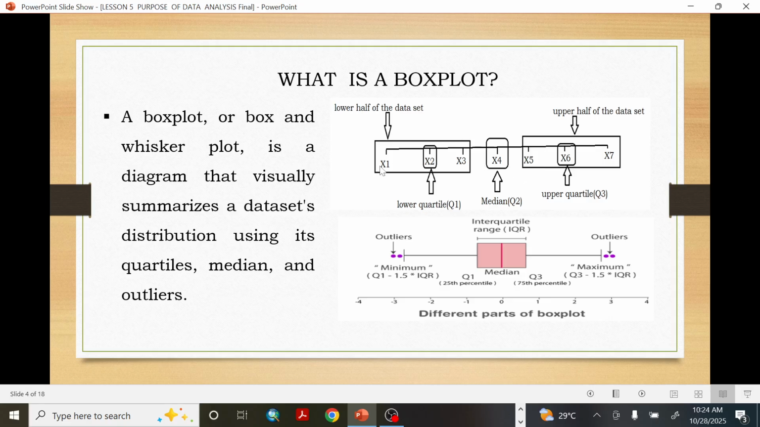Now, when you look at this data, the data is organized from X1 up to X7. The middle observation is the median, known as Q2. On the right of X4, you have other three observations. The middle of these three observations is the lower quartile, denoted Q1, and on the left of X4, you have other three observations, X5, X6, and X7. The middle of these three observations is known as the upper quartile, Q3.